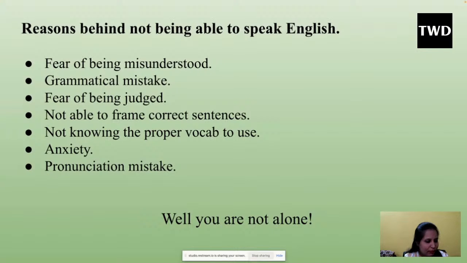Jaswinder Kaur, very good afternoon. Shalini, yes, it is a confidence problem.